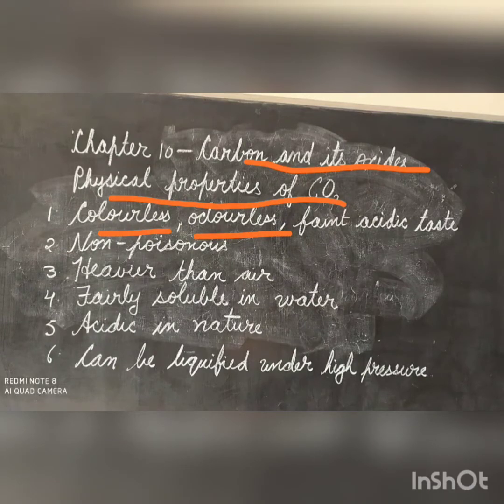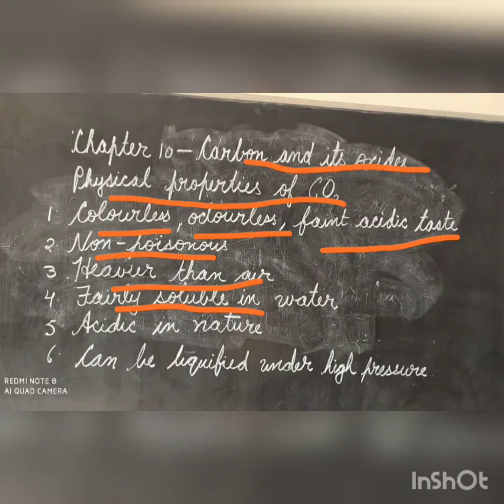It has a faint acidic taste. It is a non-poisonous gas, but its increased concentration in the air can cause suffocation. It is heavier than air. It is fairly soluble in water. Aquatic plants use the carbon dioxide dissolved in water to prepare their food by photosynthesis.